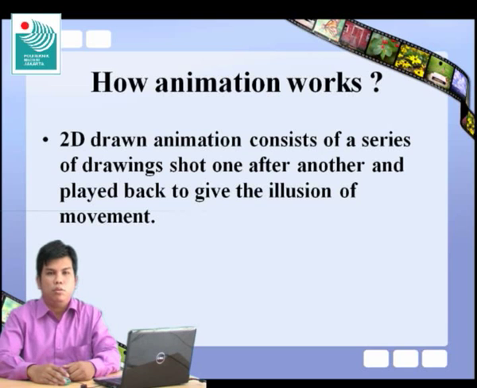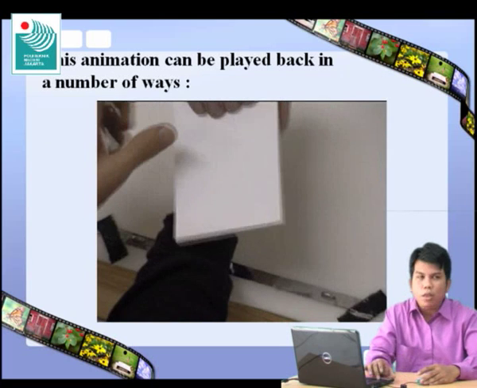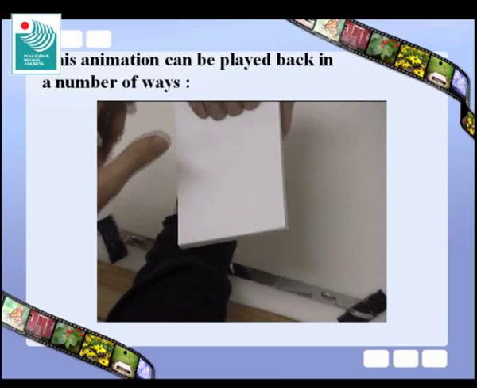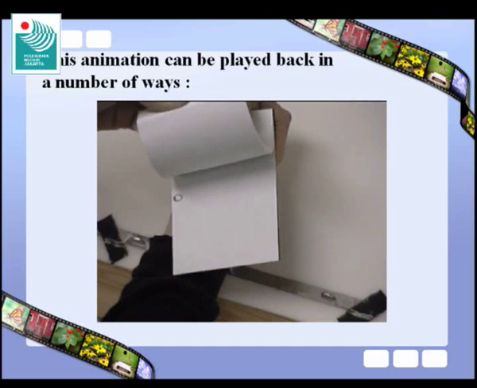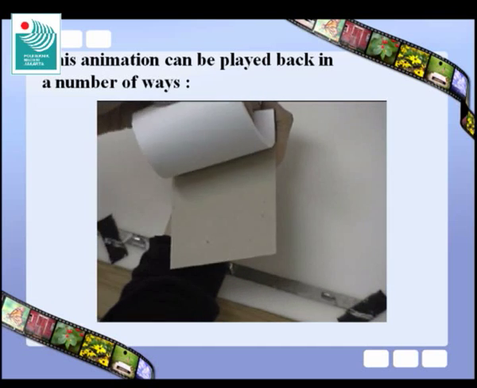How does animation work? 2D drawn animation consists of a series of drawings shot one after another and flashed back to give the illusion of movement. This animation can be played in a number of ways, in the form of a flipbook. Basically, a file of drawings in sequence is bound together and flipped with the thumb.